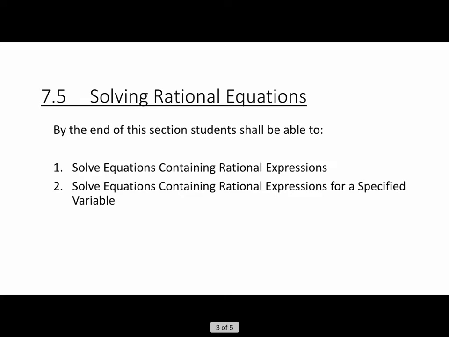So by the end of this section, we should be able to solve equations containing rational expressions and solve equations containing rational expressions for a specified variable.